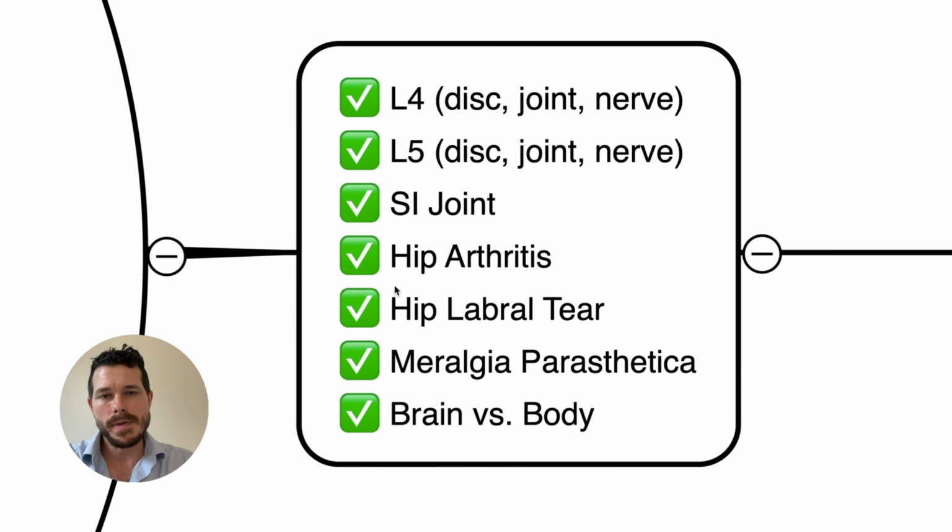Maybe it's a hip joint problem, hip osteoarthritis, labral tear, impingement. Maybe it's sensitivity of a wire or nerve on the front of the leg. Meralgia Paresthetica is what that's labeled as. We'll talk more about that.